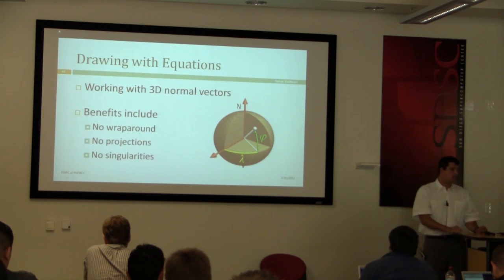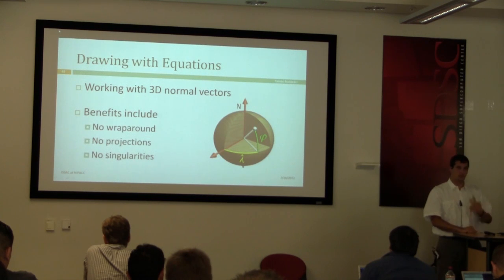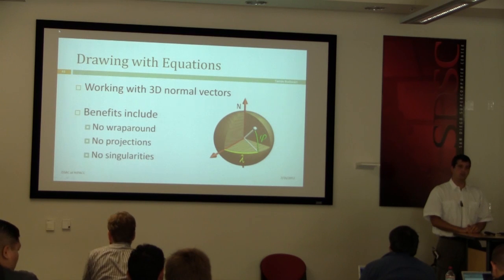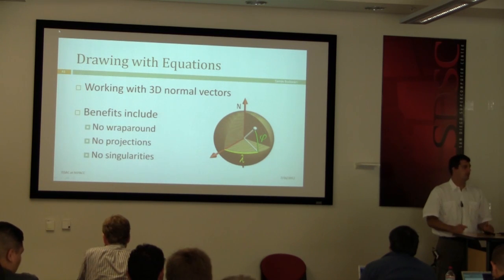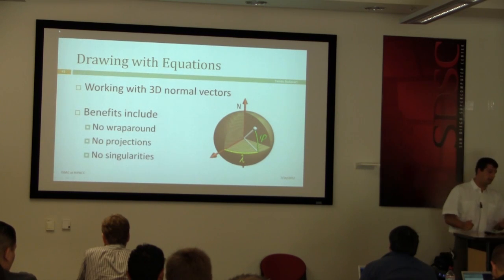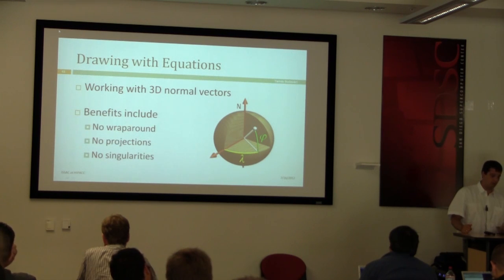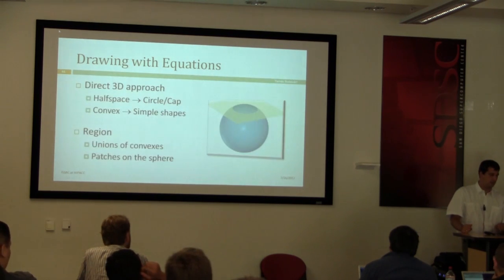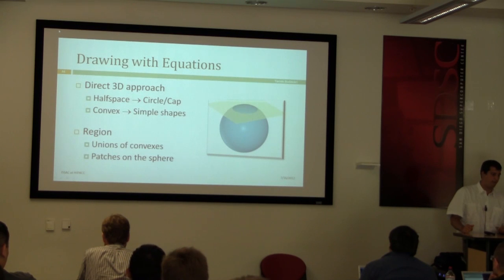Okay. So it turns out that if you just abandon the notion of using 2 parameters for the sky and use a 3D vector, a normal vector, then everything is golden. There are no poles, there are no projections to worry about, no singularities. So that's all you have to do.